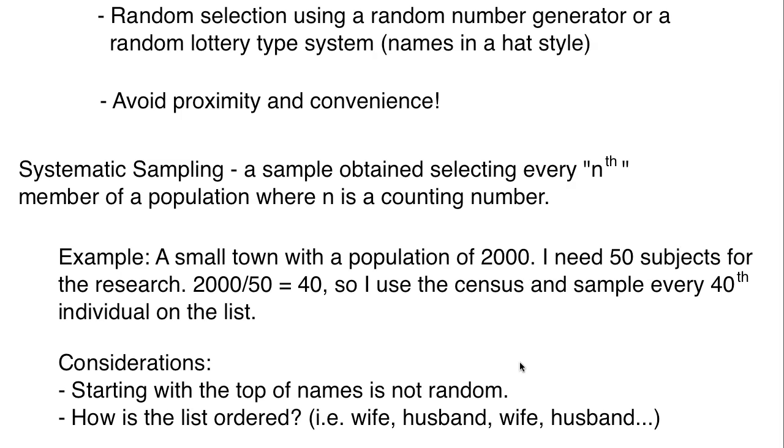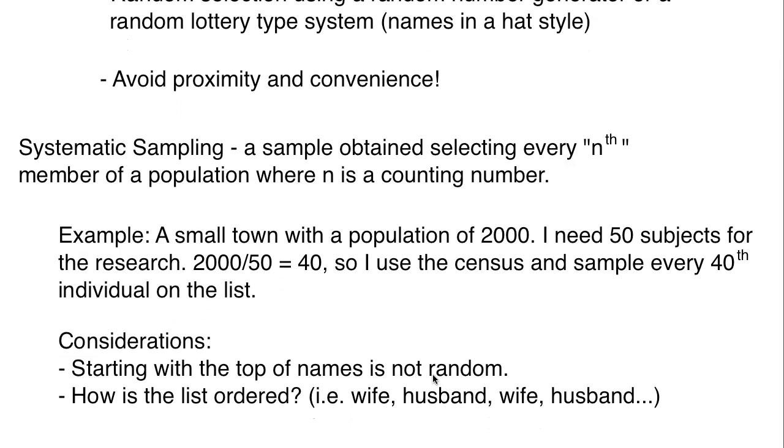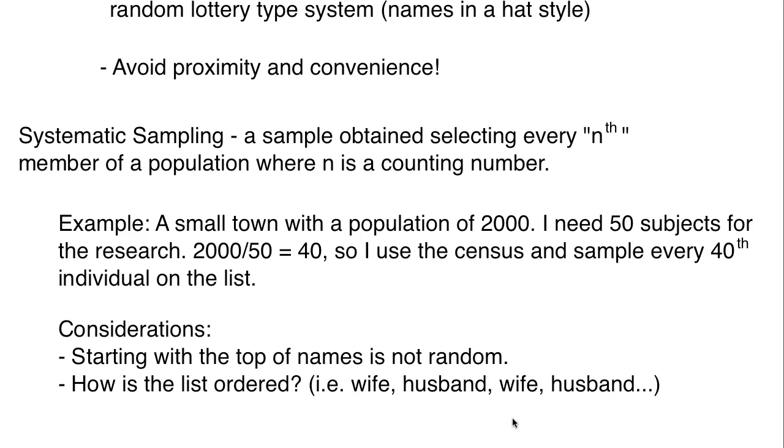Now there are some considerations that you have to think about here, which is that starting with the top of the names is technically not random. You are being handed a list, and whether it's by address or alphabetical, that list has been organized in a certain way, and so you're technically not pulling randomly if you're starting from the top of the list. So what you would really want to do is say, okay, I've got a list of 2,000 individuals. Let me use a random number generator to decide where the starting point will be, and then I will sample every 40th individual from there.